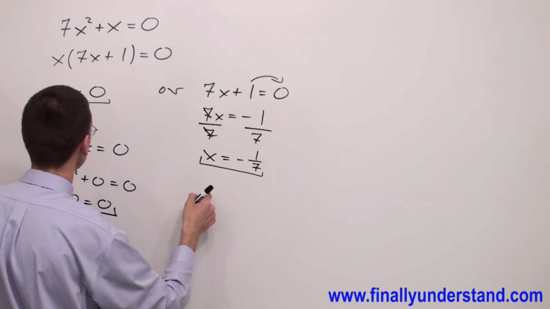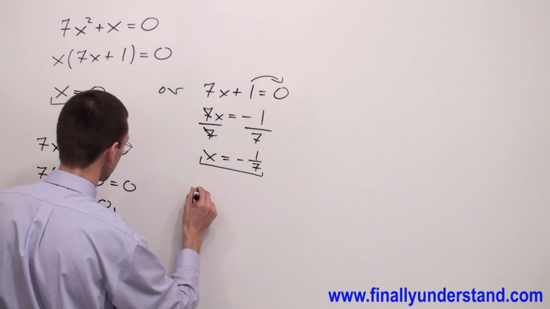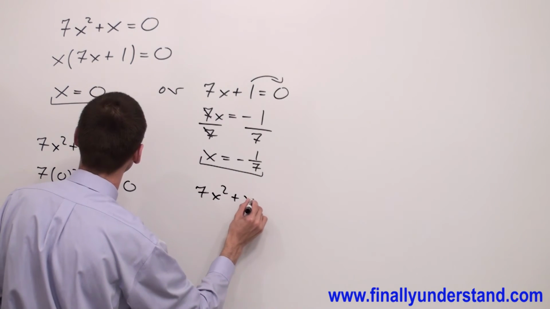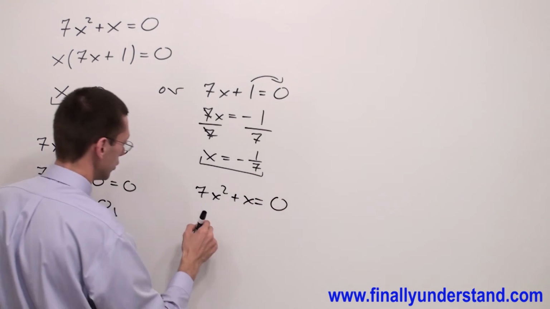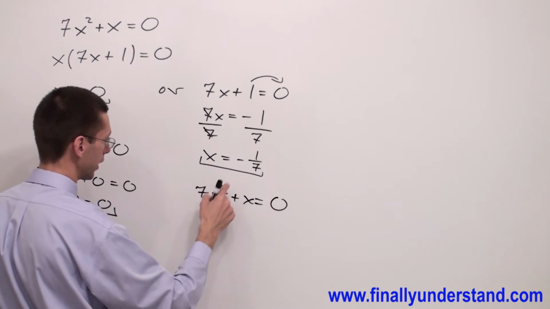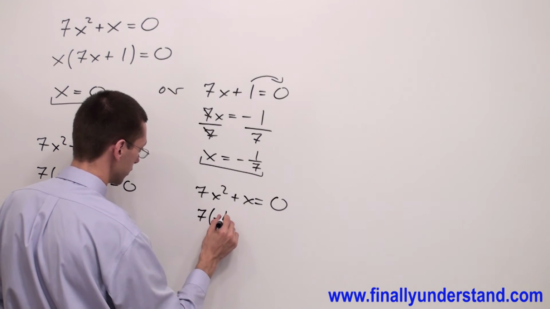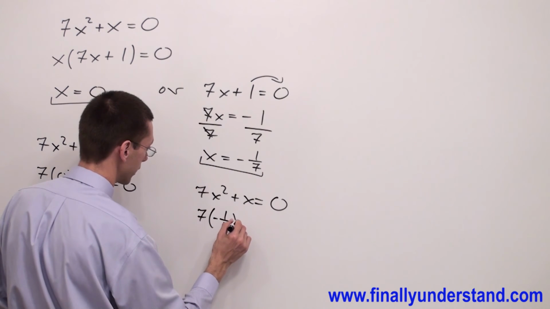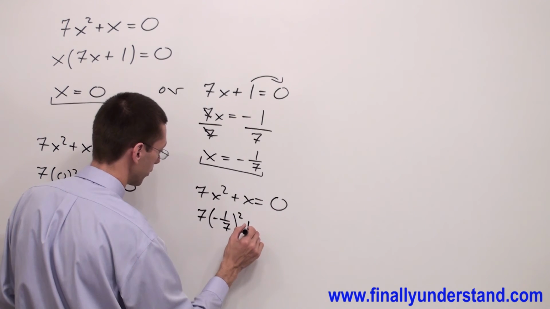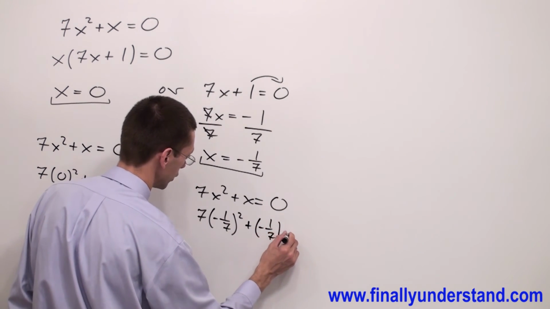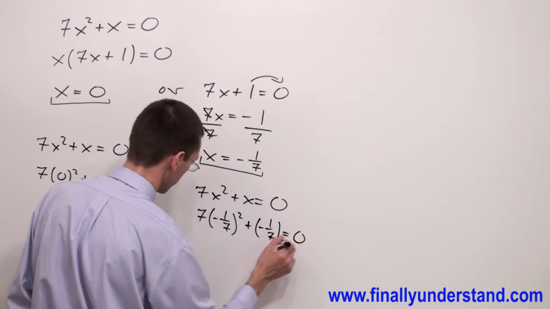And let's check this one. We have 7x squared plus x is equal to 0. So instead of x, I have to write -1/7. So I have 7 times (-1/7) to the second power plus (-1/7) is equal to 0.